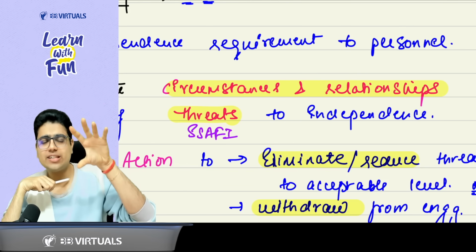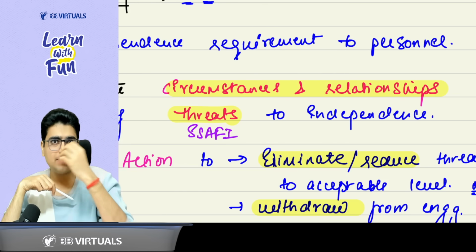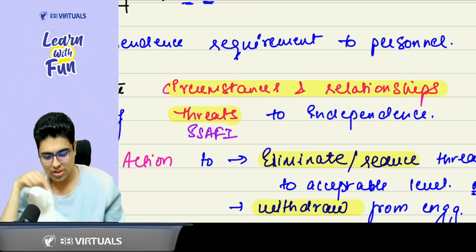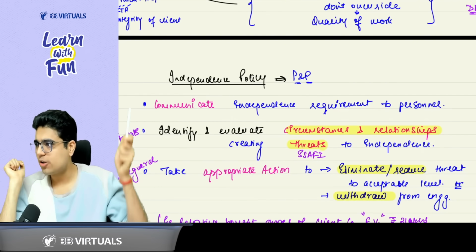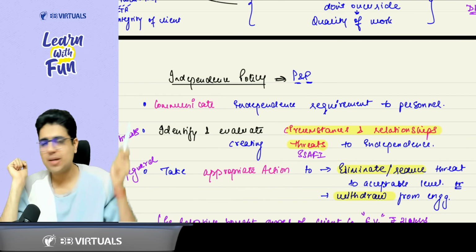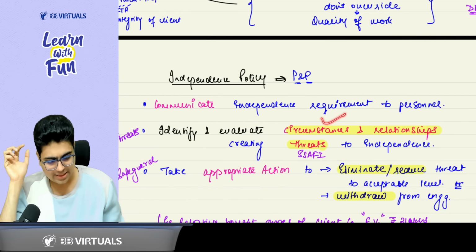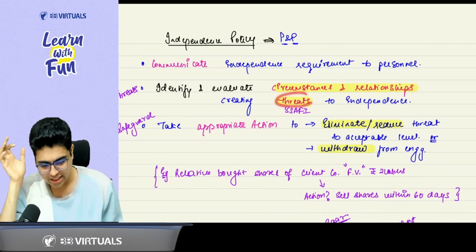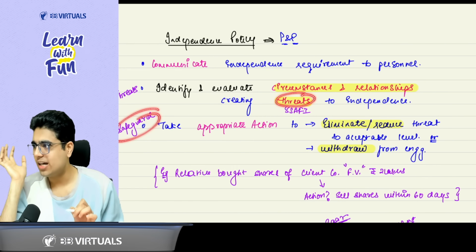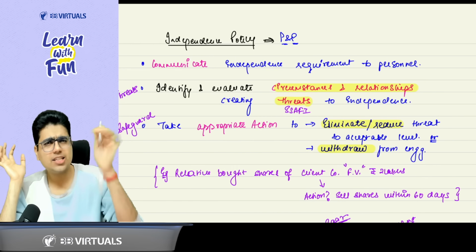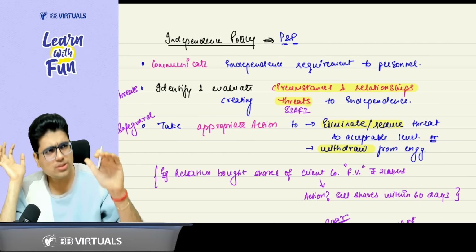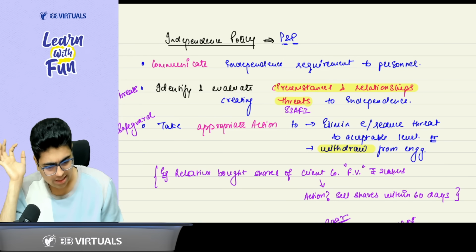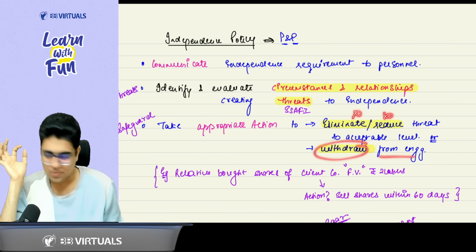And all these threats, we also studied certain examples which can create those threats. Yes or no? Yes, sir. So these things should be a part of your policy, that is the circumstances and relationships which create threats. Okay, sir. Now, after the threats topic, we studied the topic of safeguards. That means appropriate action to eliminate the threat, reduce the threat, and if you are not able to eliminate or reduce, then withdraw from the engagement.